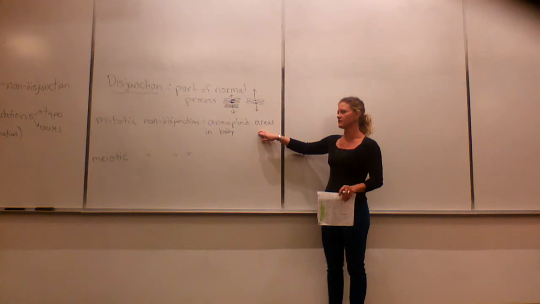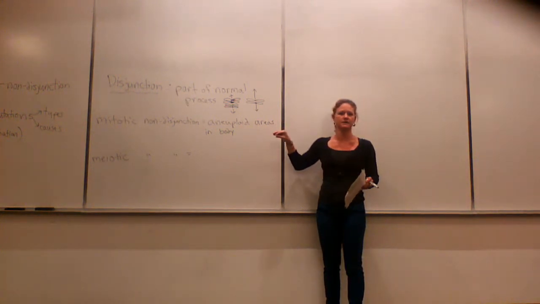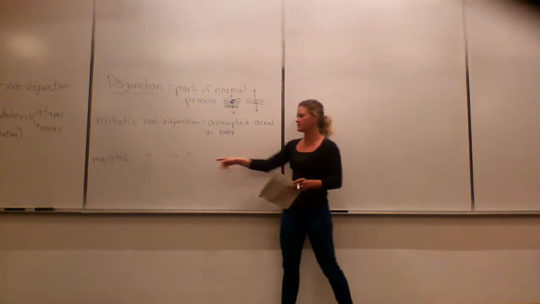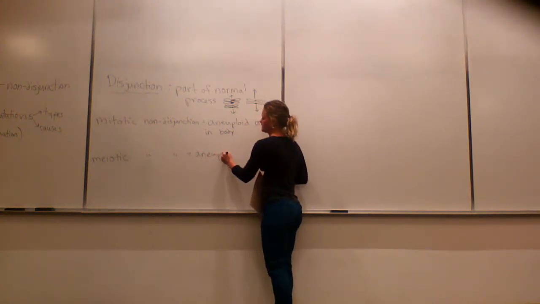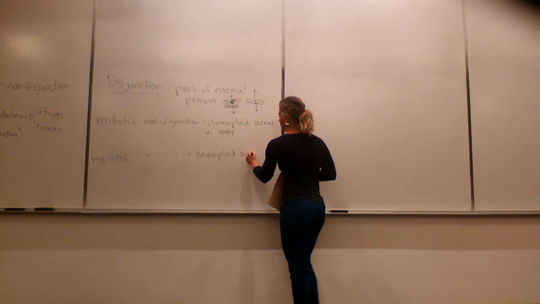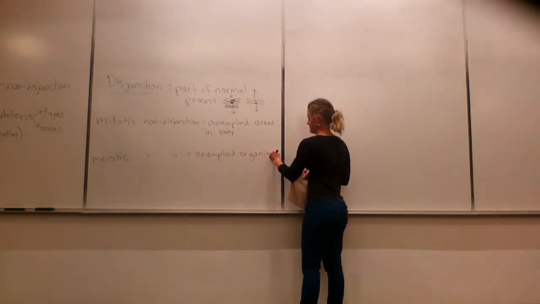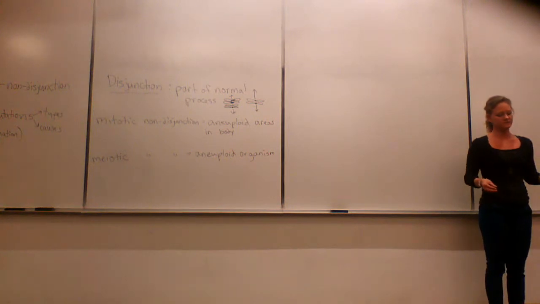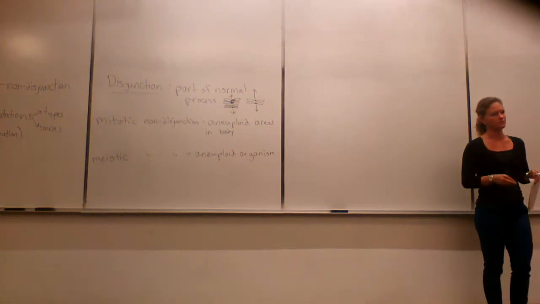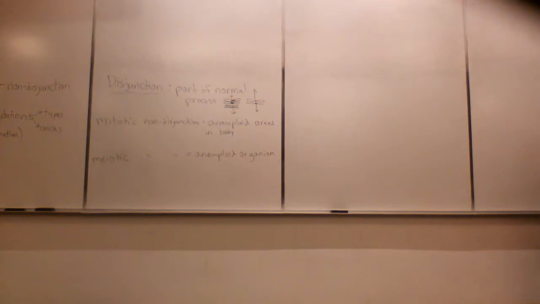But for the most part, we think of it being isolated areas in the body. And that's in comparison to meiotic, which means your whole organism is aneuploid. So the result is the entire organism, because it was derived from gametes that were produced from a non-disjunction event.